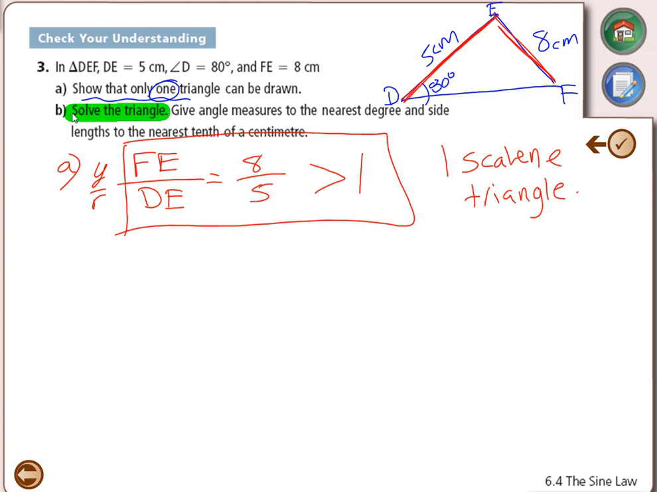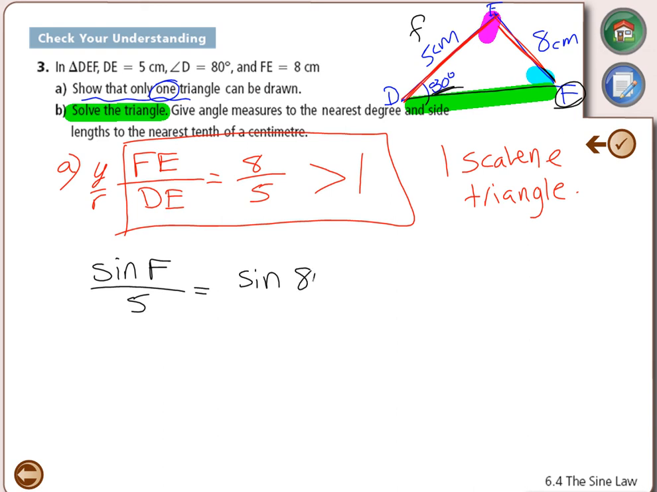When they say solve the triangle, that means find everything else. Find this side length, find this angle, find that angle. We're looking for everything in this triangle. Let's start by looking for angle F. Well, we're going to say sine of F over f is equal to the sine of D, 80, over little d, 8.